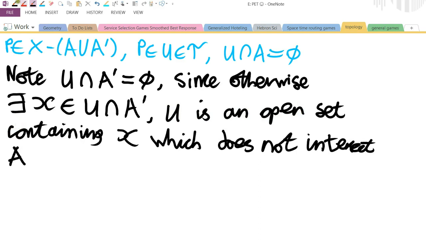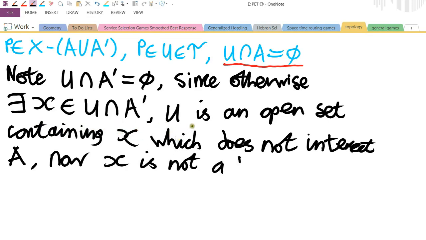Okay, well, we know it doesn't intersect A from up here. So we know now that X is this point and it has this open set around it which doesn't intersect A. But now we're getting into difficult territory, because now we've contradicted our definition of A dash, because what that implies is that X is not a limit point of A.